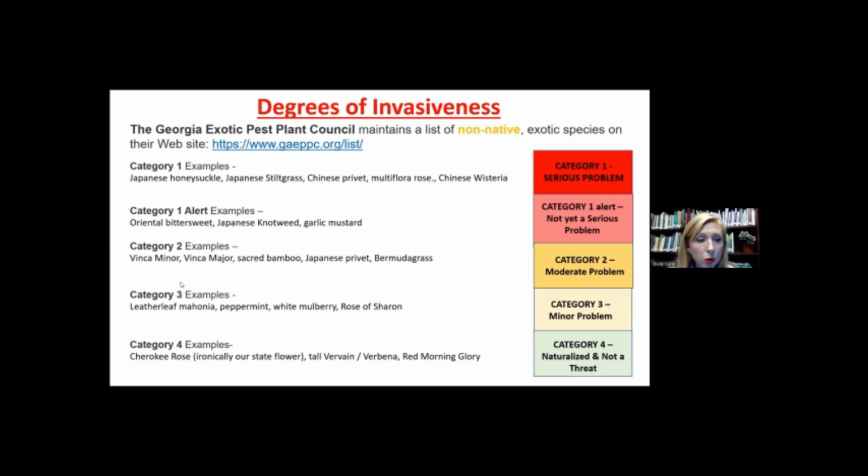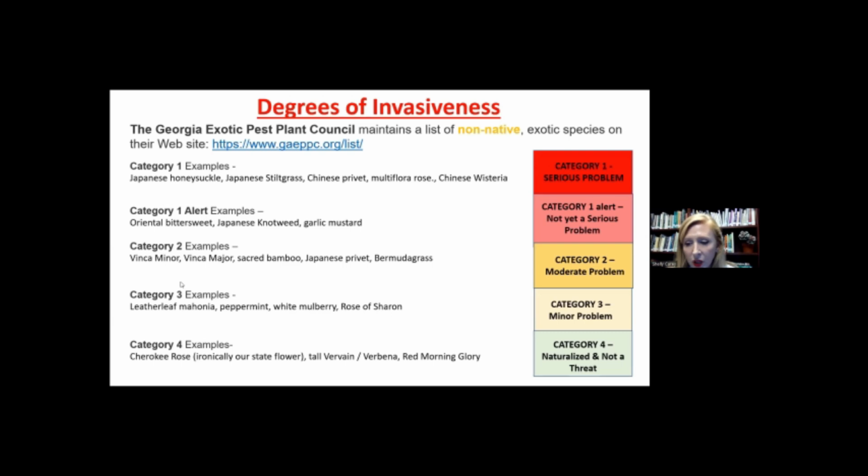Category 3 examples, leatherleaf mahonia, which we'll talk about later, peppermint, white mulberry, and rose of Sharon, which everybody loves rose of Sharon, right? But that's category 3, minor problem. Definitely not native. Category 4 examples, naturalized here in our area, not a threat, but this is what's ironic. The Cherokee rose, ironically our state flower, is a category 4 naturalized plant that it's invasive, not from here, but not a threat at this point. Red morning glory, you see that there as well as verbena.